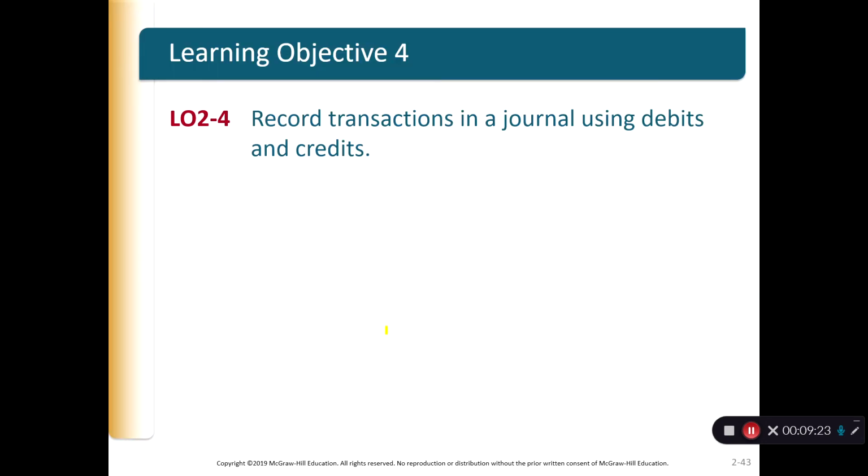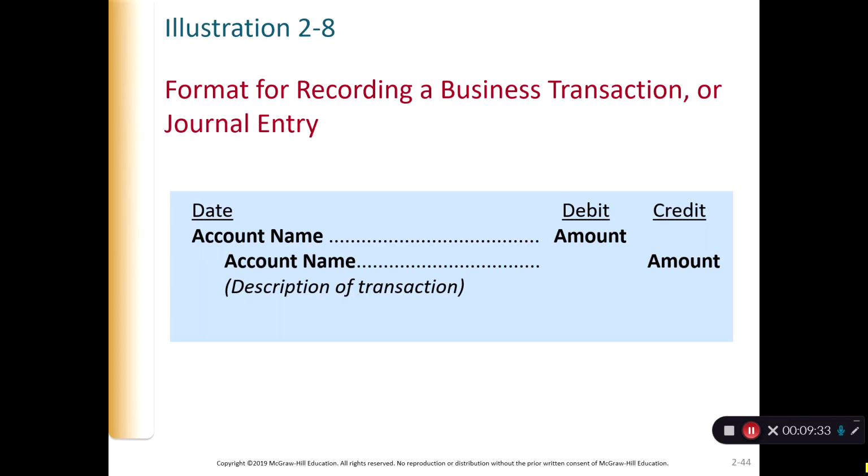Okay, so now we're going to learn how to record transactions in a journal using debits and credits. So we will talk about what a journal is. The journal is a fabric of accounting language. It's almost equivalent to a sentence in English. The journal is used to record business transactions. It's like keeping your personal journal: you say, okay, August 14th, August 15th, this happened, that happened. Exactly the same essence.